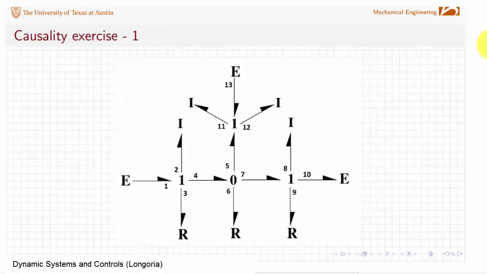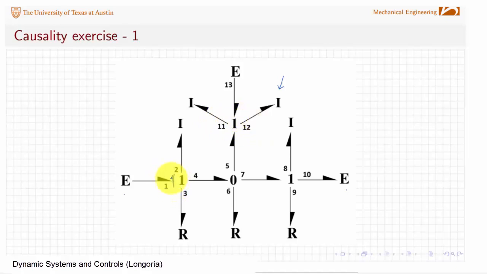Now a couple of generic exercises. Look at this bond graph. There's 2 effort sources, 3 R's here, 1, 2, 3, 4 I's. Now, I had actually meant for this I here to be an R, but let's look at it first as an I. It's kind of unusual to have 2 I's on a 1 junction, because only one of them could be independent, right? Let's see what happens.